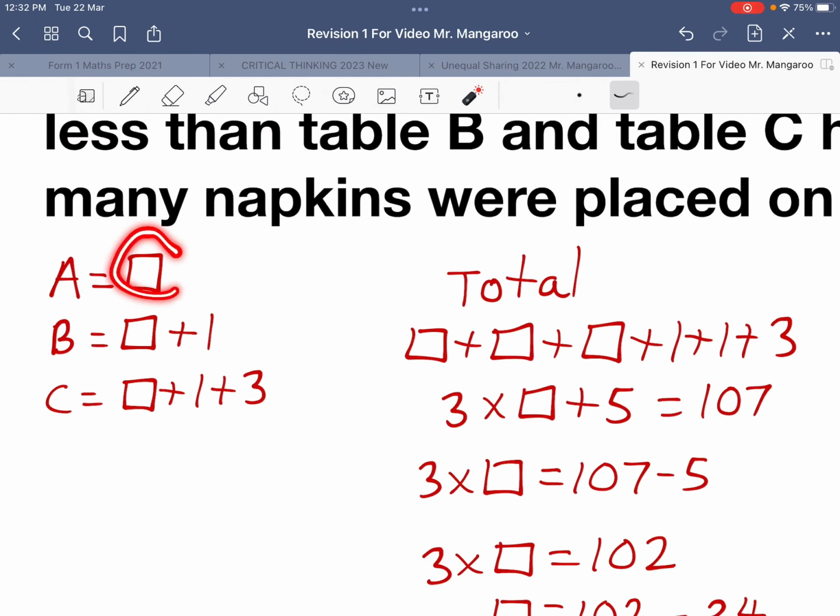So we add these two together. That's 2 boxes plus 10. So the total would be 4 boxes plus 10 plus 10. So that's 4 boxes plus 20. So we can solve that. We minus 20 to get 180. And then we divide by 4 to get 45. So the necklace will be 2 times 45 plus 10, which will give you 100 beads.